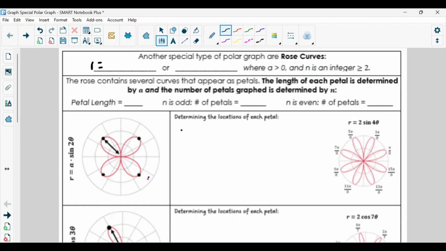So we talked about this yesterday, really quick, for the rose curves. The two equations are r equals a cosine n theta, or r equals a sine n theta. Remember, a is the length of the petal. If n is odd, you have n petals, and if n is even, you have 2n petals.